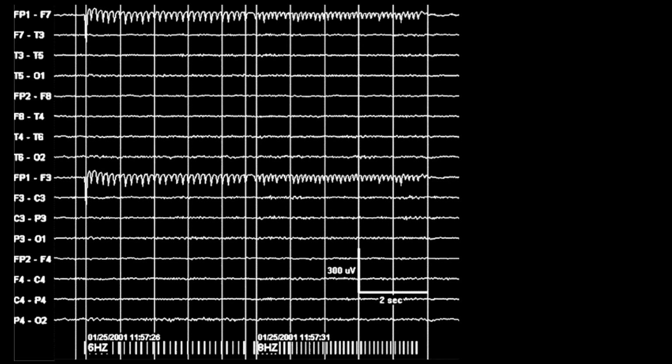As you can see in this case, the positive artifact is arising from FP1. I find it interesting that, as you can see, the amplitude of the artifact provoked by stimulation at 6 Hz is taller than the amplitude of the artifact produced by stimulation at 8 Hz.